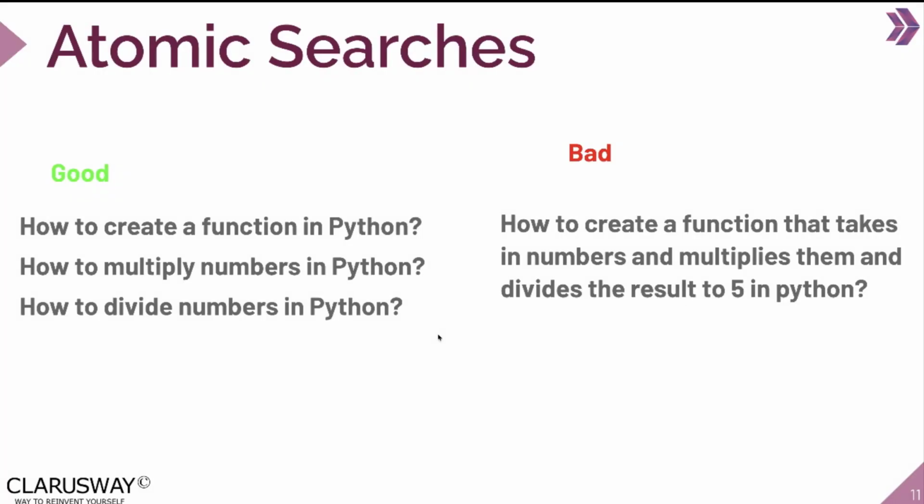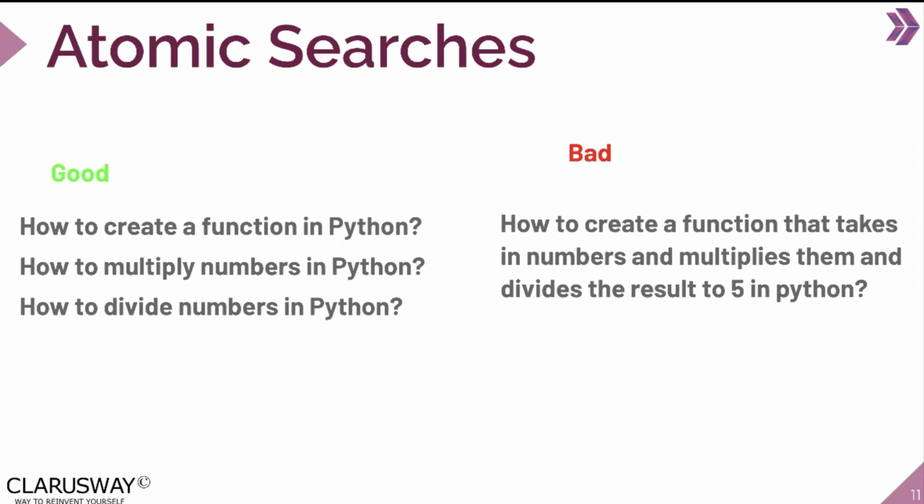Okay, so here's an atomic search and a non-atomic search example. Good examples are how to create a function in Python, how to multiply numbers in Python, how to divide numbers in Python. A bad example is how to create a function that takes in numbers and multiplies them and divides the result by 5 in Python. So you cannot ask everything to Google, okay?